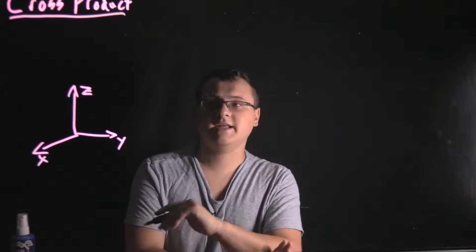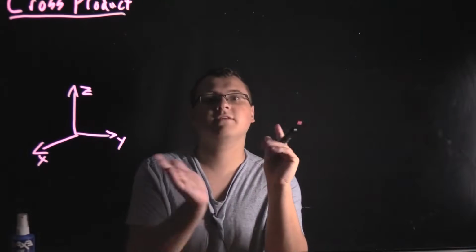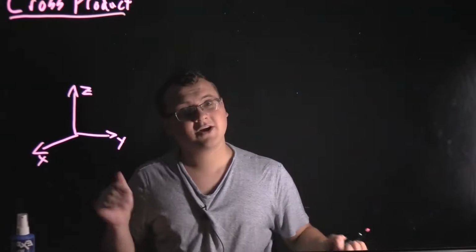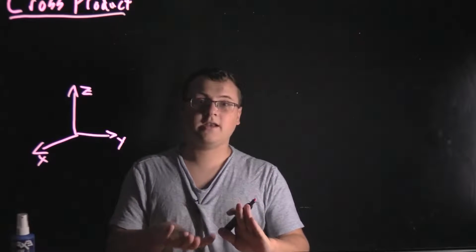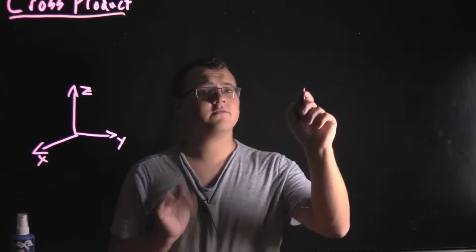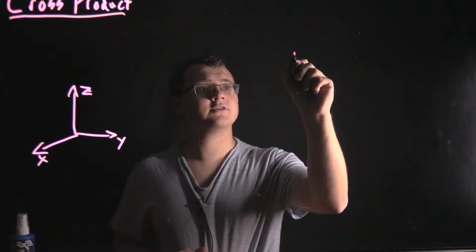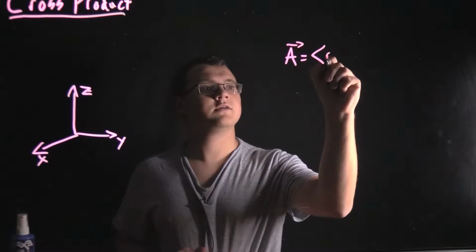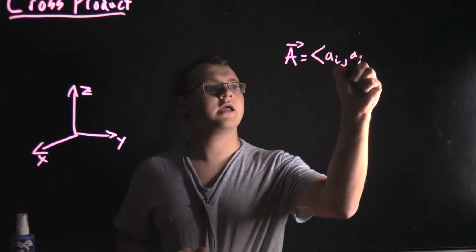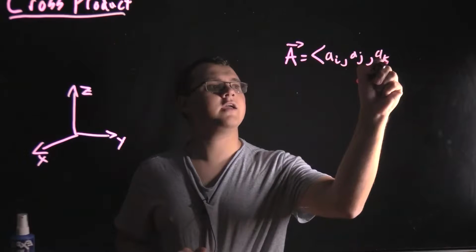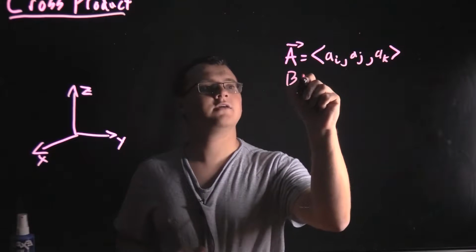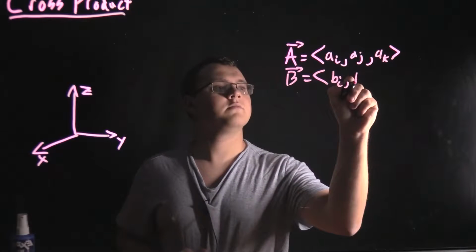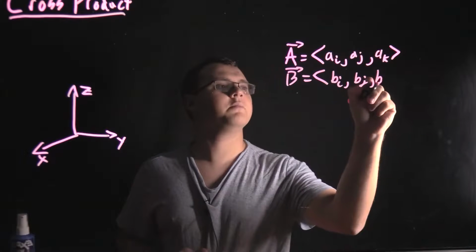Well, very simply, it is the determinant of both vectors. And if you don't know what a determinant is, it's okay. You don't need to know it to do this. So, for example, if you have two vectors, vector A, which equals AI, AJ, and AK, and vector B, which equals BI, BJ, and BK.